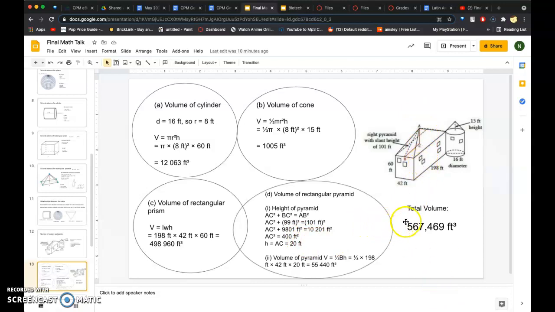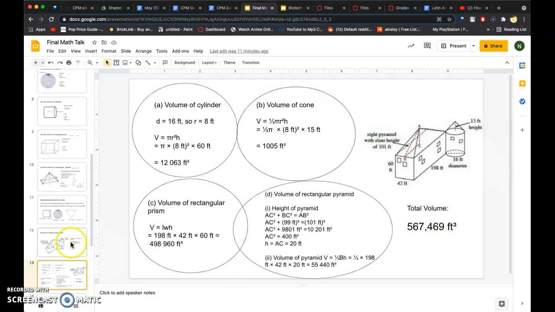So for the volume of the pyramid, it's the same as the cone, 1/3 base times height. We have a rectangular base, so 198 feet times 42 feet times 20 feet, the height, and we get 55,440 feet cubed. Add all those volumes together, and we get 567,469 cubic feet.